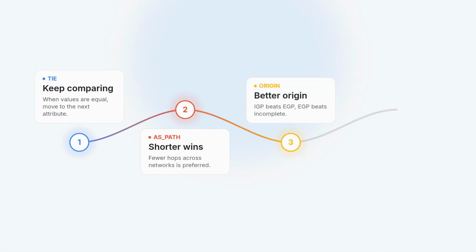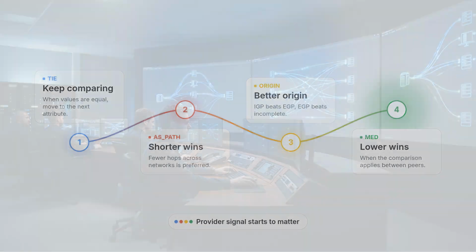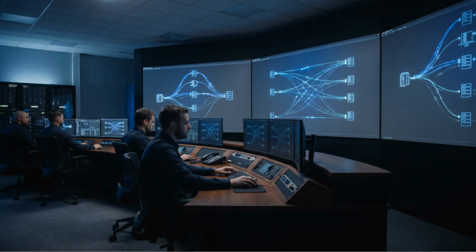If those are equal, the router keeps comparing. Shorter AS_path is preferred, then better origin, then lower MED when that comparison applies. This is where a provider's signal can start to matter. After that, BGP often prefers EBGP over IBGP, then looks at IGP cost to the next hop and finally falls into tiebreakers. So the winner may reflect both policy and underlay design, not just one clever knob.